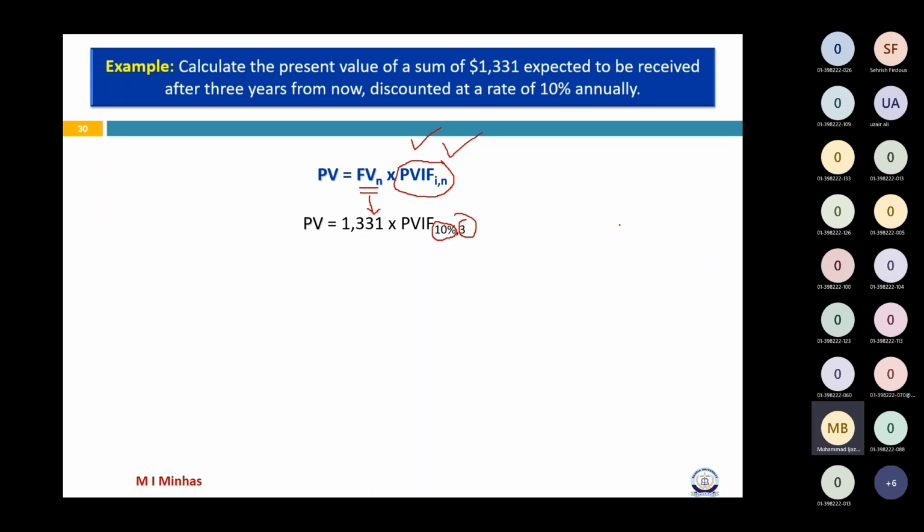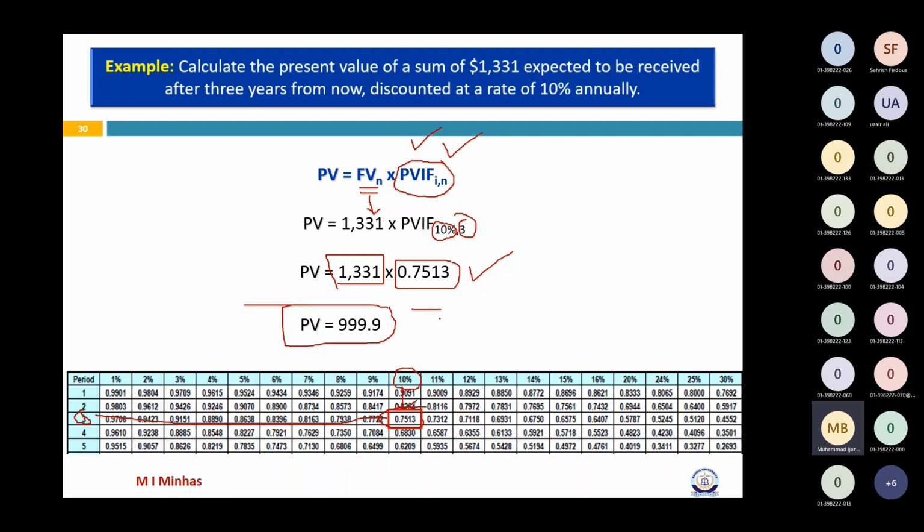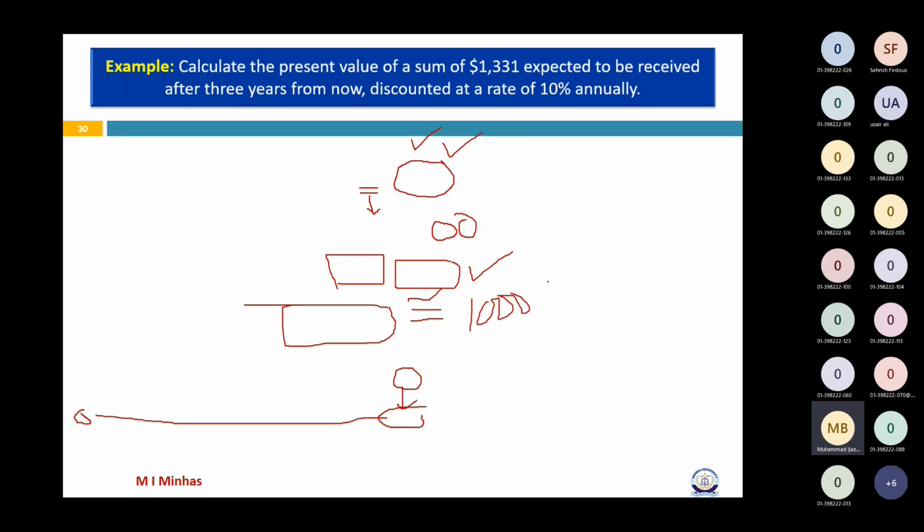Is there any confusion about this? No, sir. So from where did I get this value? Can someone tell me? So this is from another table, the present value interest factor table. I went to 10%, and here I checked the number of years, 3, the third year, and this is the intersection point where we get a value of 0.7513 as the present value interest factor. Now I can simply multiply it by the future value, and my present value would be 999.99, which is approximately equal to the 1,000 that we calculated manually on the last slide, right? Yes, sir. This one.